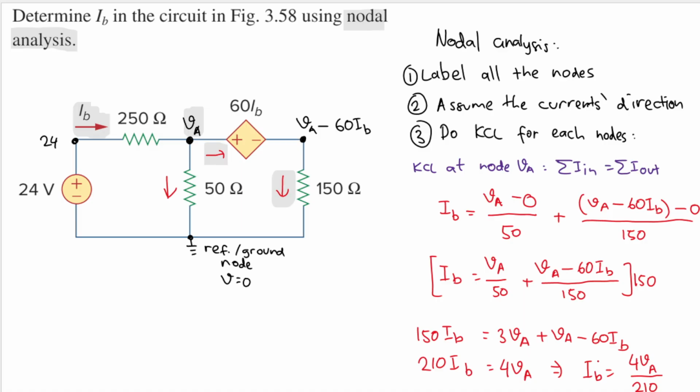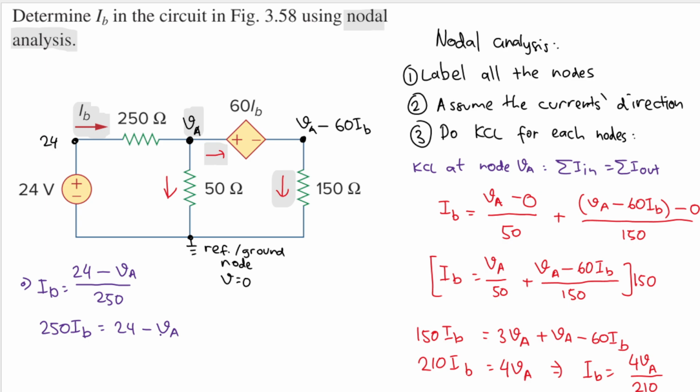Now we have IB here, but what is IB? IB is this current here. Let's calculate IB. IB is equal to 24 minus VA, divided by 250. Now let's multiply both sides by 250. So I'll have 250 multiplied by IB, and that will equal 24 minus VA.